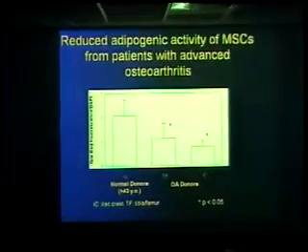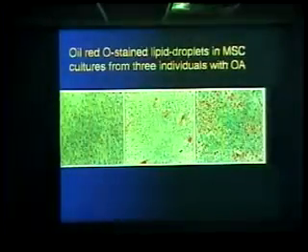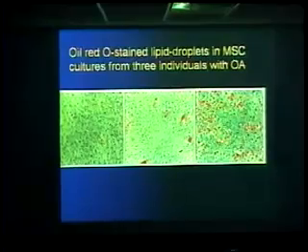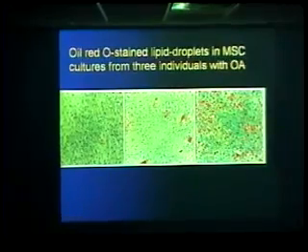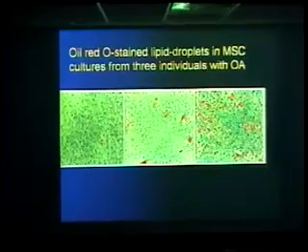When we look at adipogenic activity, we find again a significant loss of adipogenic activity in cells taken from OA donors compared to normal. This is by measuring the amount of lipid formation using a Nile red stain. Again, this result is significant. This shows the appearance of some of these cultures. This is the Nile red staining or oil red staining of lipid-filled vacuoles in these cultures.